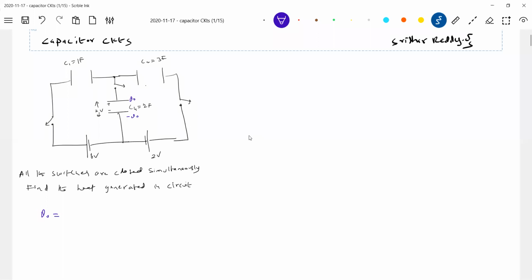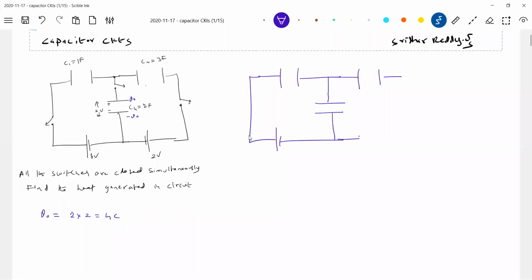Q naught is equal to 2 into 2, 4 coulomb. This is the initial charge in one of the capacitors. What about the charge in the other capacitors? 0. I'll close the switch. Then after closing the switch, we should bother about that initial charge or charge at an isolated junction.